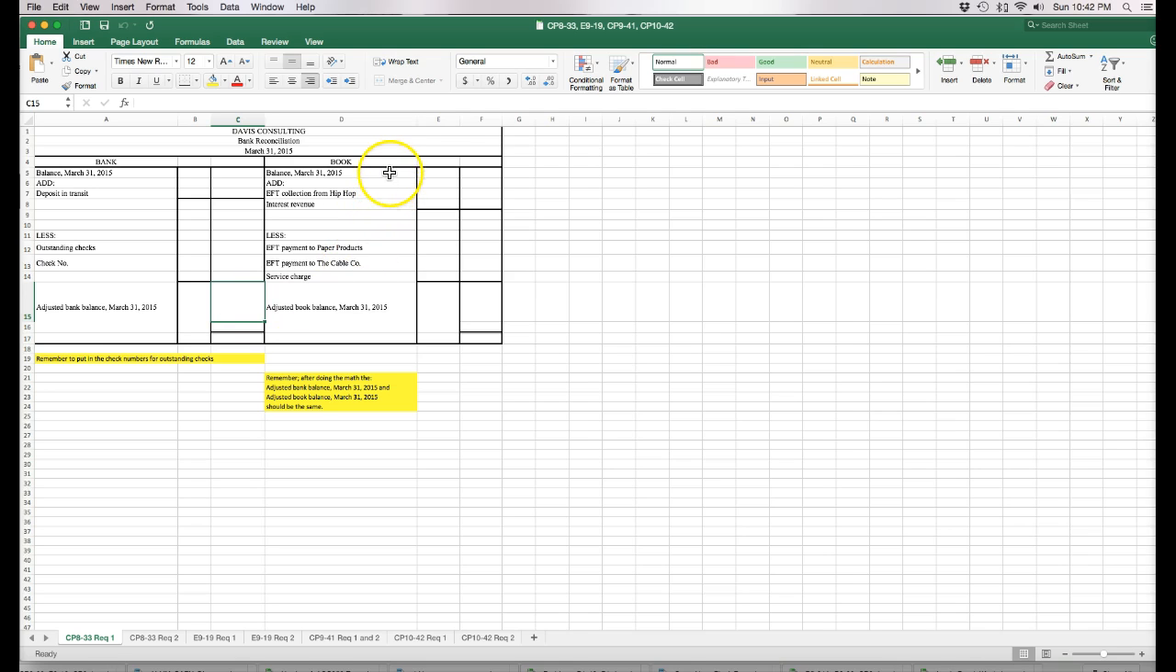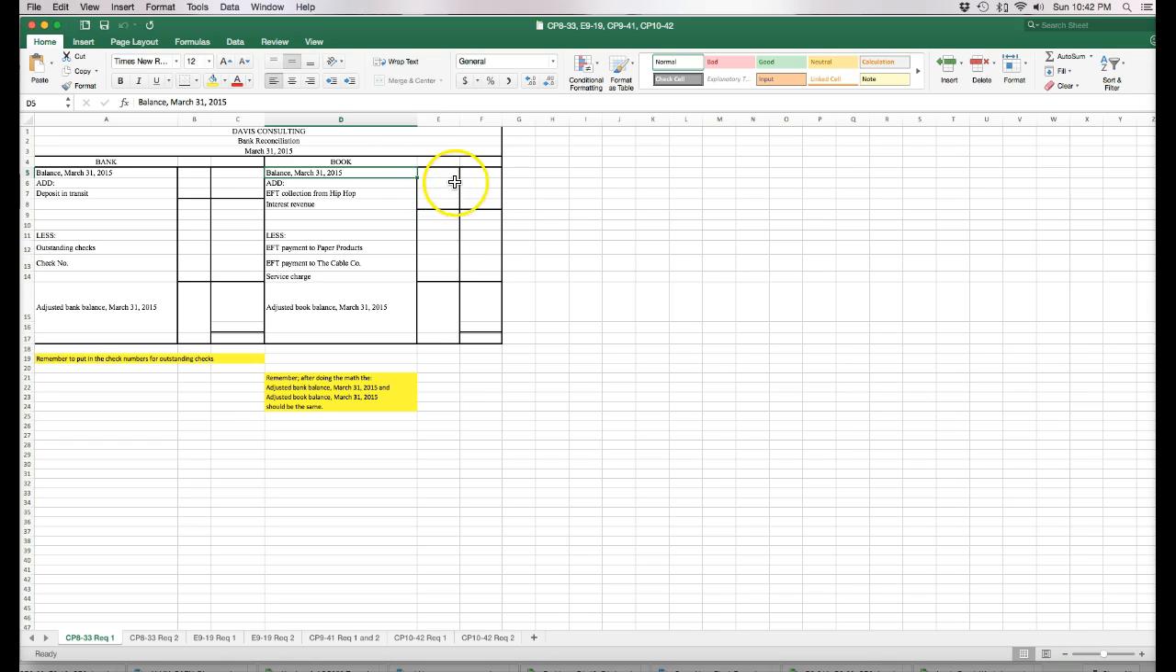So on the book side, what we need to do is record anything that has happened that the bank has recorded, but you haven't recorded in your books. So those would be things like electronic fund transfers, anything that is electronically set up to go every month. Also any interest that the checking account has earned, or any service charges that the bank has incurred. So those are things that the bank has recorded on their statement, but you haven't recorded in your books. So you need to make sure that you record those in your books because they have happened, in your account.